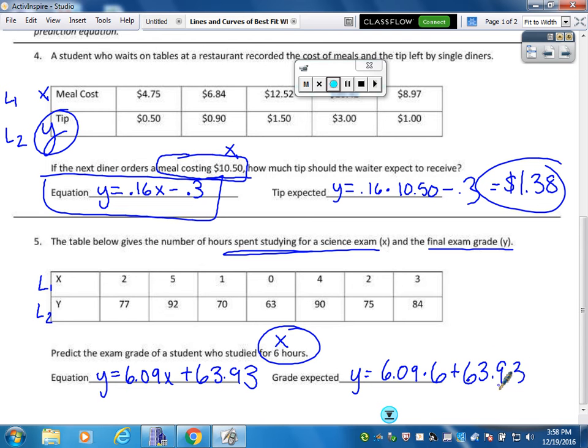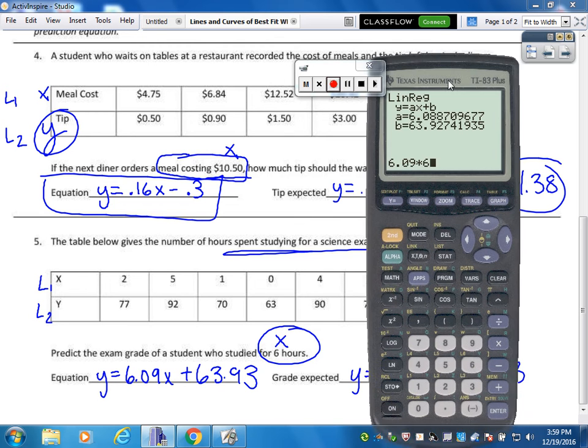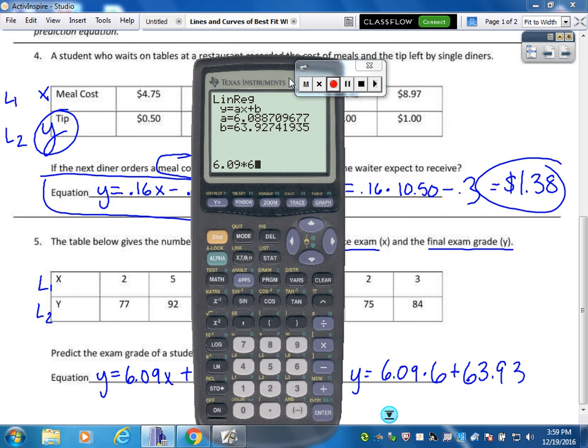So I'm going to go to my calculator, get this done really quickly. You can actually start typing right away, but once you start typing, on your new calculators, it does clear it out, so you can't actually see this information here. You've got to write it down somewhere. So times 6 for the amount of hours I studied, and then plus 63.93. So if you studied for 6 hours, you should get over 100 on this test.